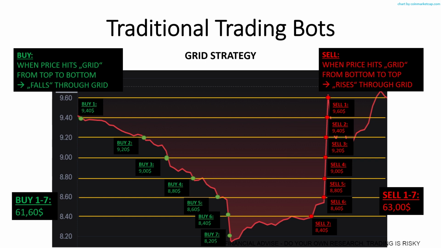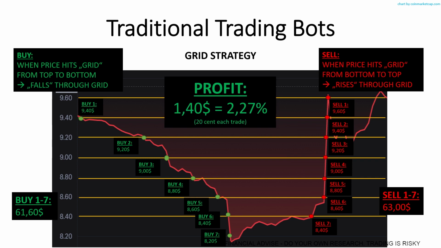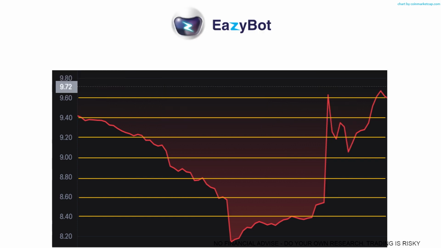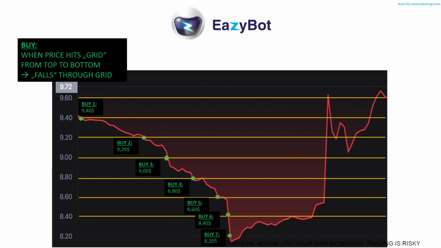And it's not hard to see that on every grid sell the bot makes a profit of 20 cents. So we have a total of $1.40 in profit or 2.27%. Now, how does Eazybot compared to normal grid bots react in those market conditions? Let's actually pretend that we have the same buys as in our grid strategy. So we have 7 buys for a total of $61.60.